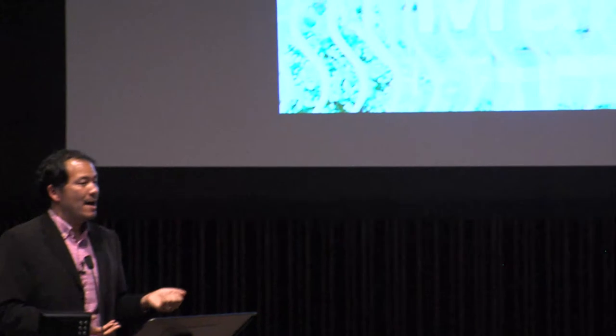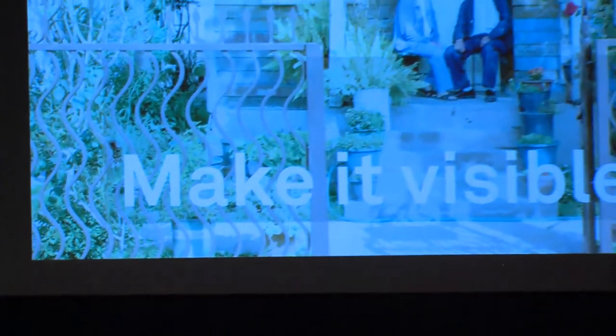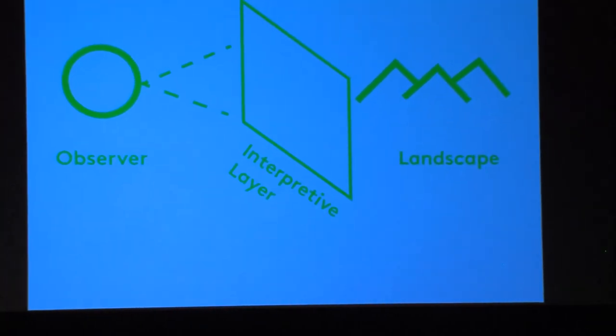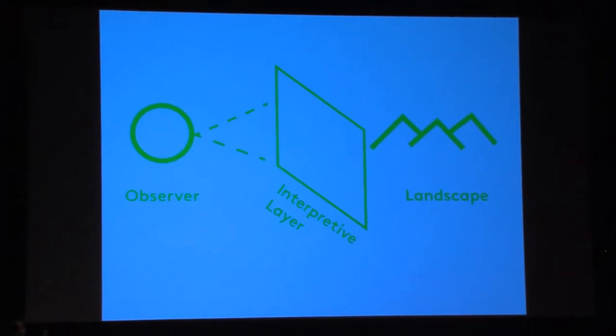I'm back. So I'm gonna talk about a second strategy, which I call making things visible to make them valuable. And I'm gonna talk about it mostly through one case study, a project I was asked to do a few years ago after I had moved to Los Angeles. And it deals with what I like to call the interpretive layer.